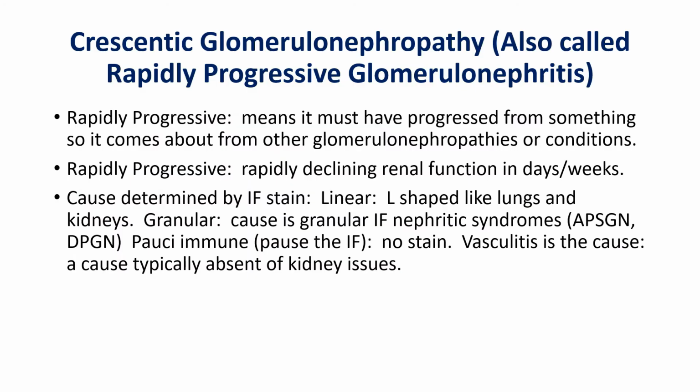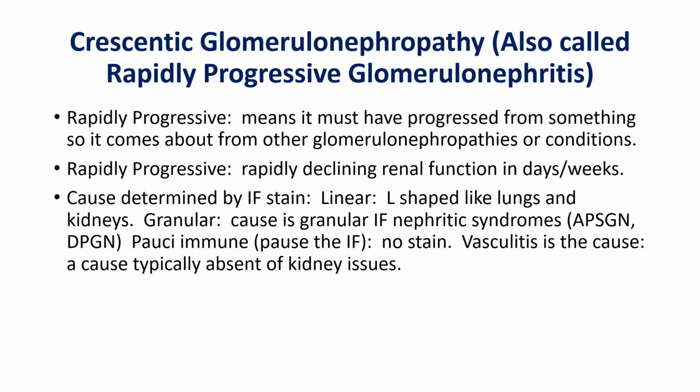Next, crescentic glomerulonephropathy. This is also called rapidly progressive glomerulonephritis, and you need to know it by both names. If you can remember, it's literally telling you, both of them kind of give you keys to what's going on. I'm going to walk you through all of it.